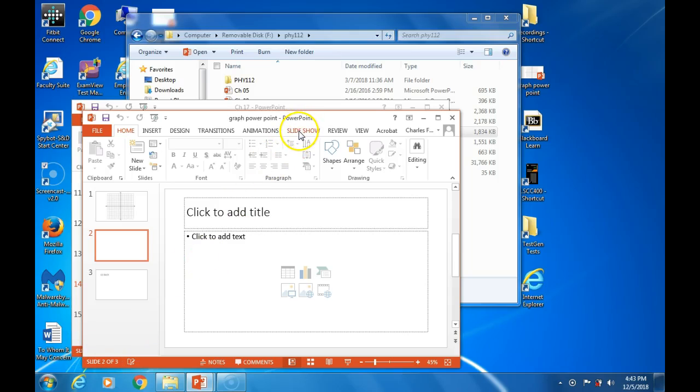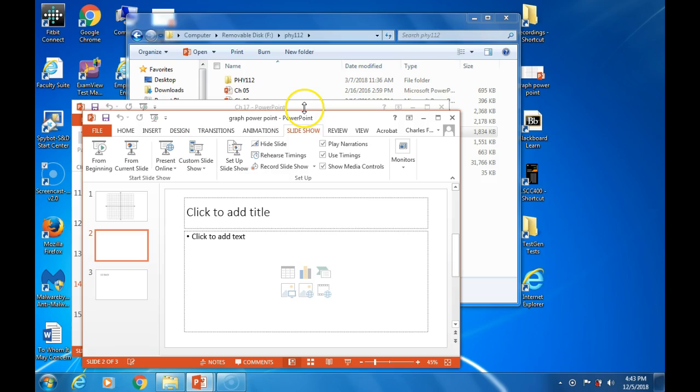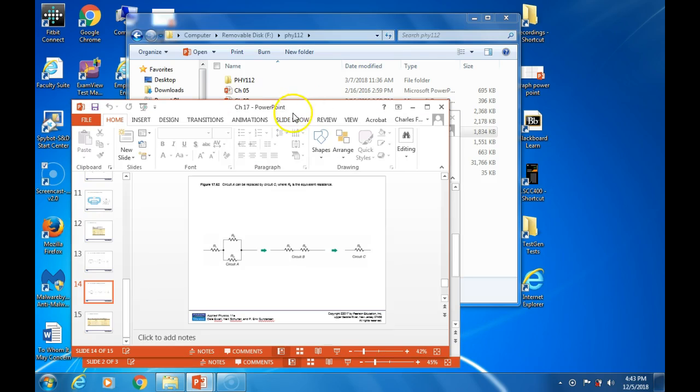go from current slide here and also current slide here.